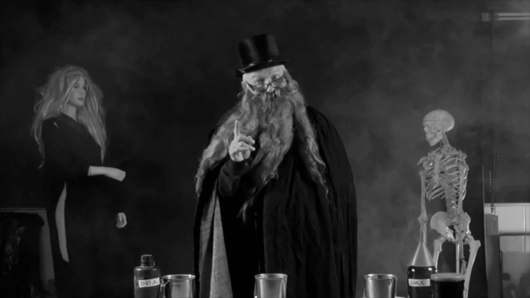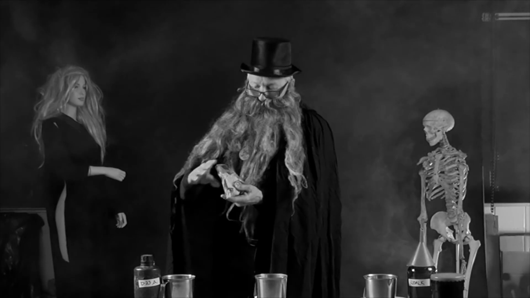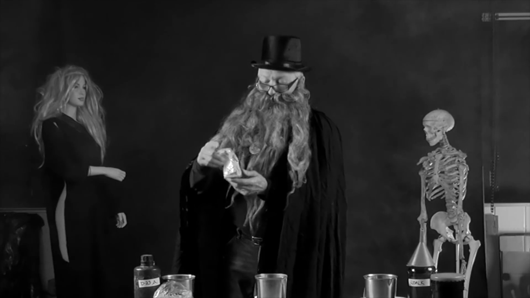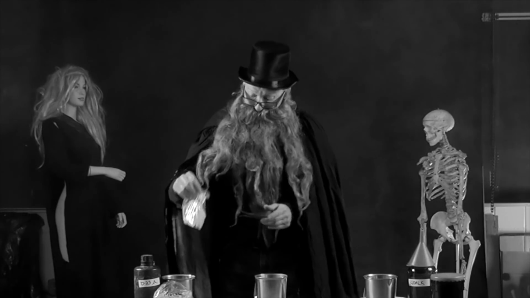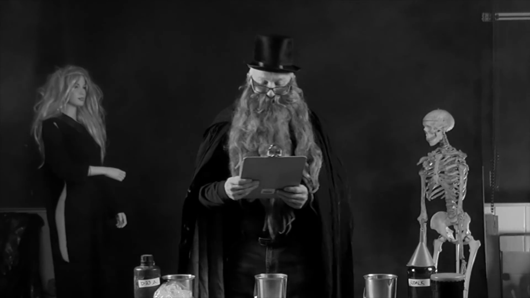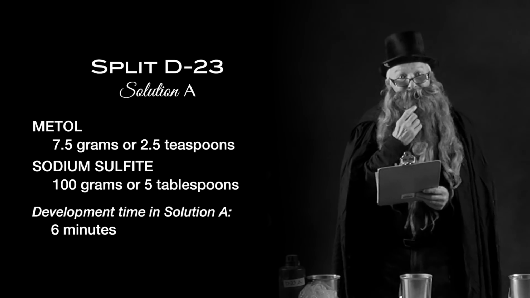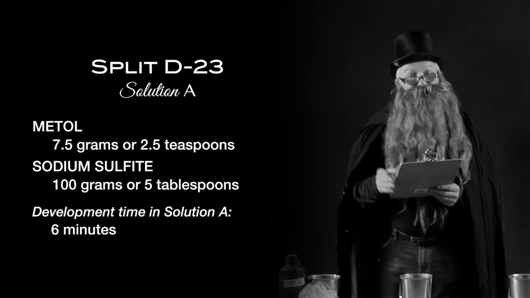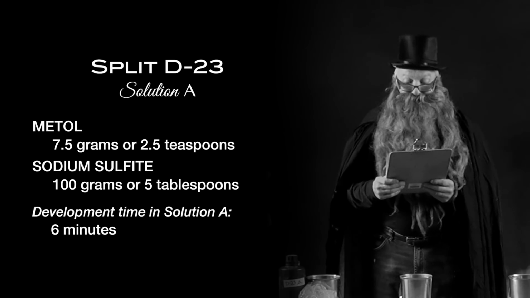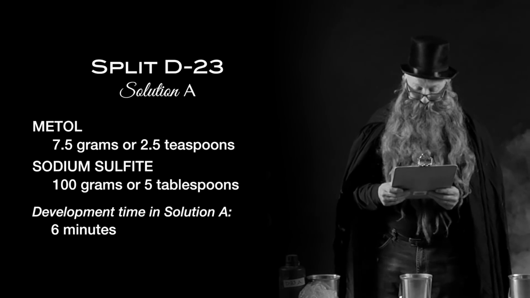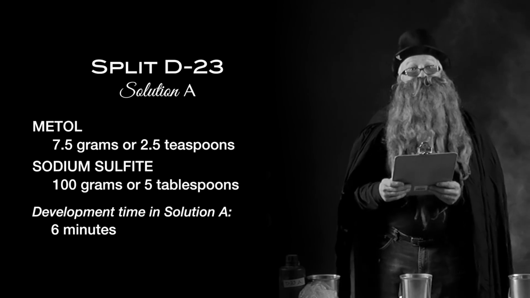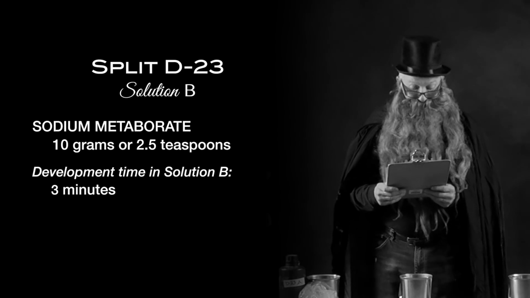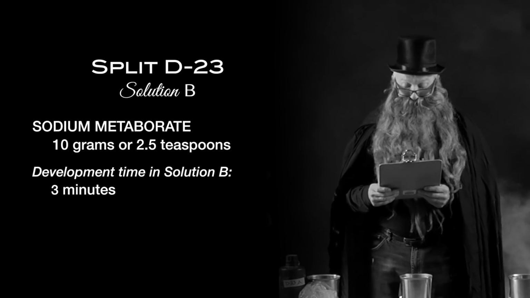So, for solution A, we have our metol. That is our developer. We also have our sodium sulfite. Now for the metol, we have 7.5 grams. You don't have a scale? 2.5 teaspoons would give you the same equivalent amount. And for the sodium sulfite, we have 100 grams, which is 5 tablespoons if you just use kitchen utensils. And now for the sodium metaborate, we have 10 grams or 2.5 teaspoons.